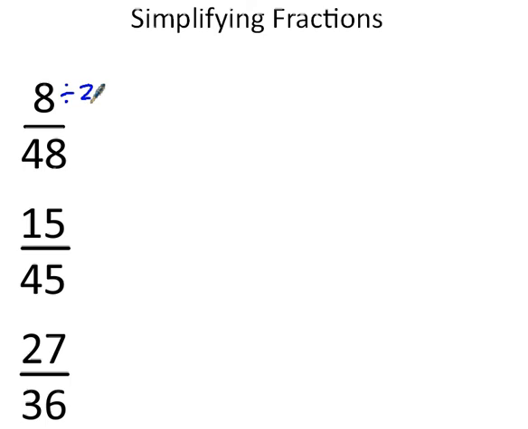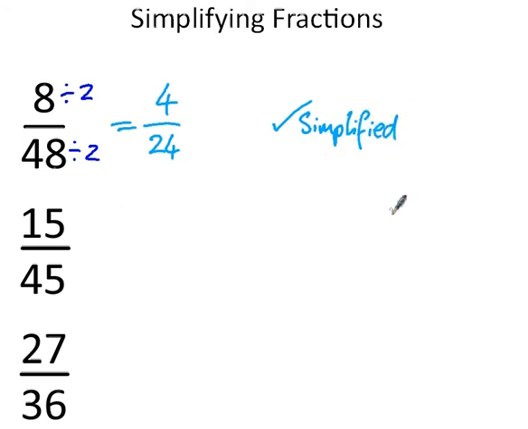This one's not difficult. They both divide by 2. Dividing both of them by 2 gives me a fraction of 4 over 24. That has now been simplified. That's what I mean by simplifying, dividing the top and the bottom by a common factor. Now, I'm not saying that's in the simplest form. I'm going to save that for the next slide, but I have gone through the process of simplifying. I've simplified it once at least.